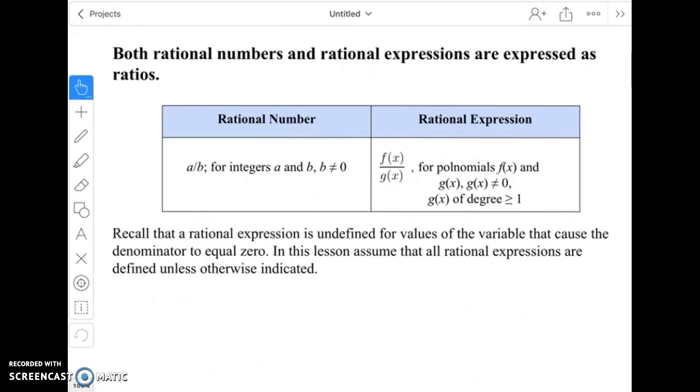Recall that a rational expression is undefined for values that cause the denominator to equal 0. In this lesson, assume that all rational expressions are defined unless otherwise indicated. So in this lesson, we will talk about a couple of those cases where we need to figure out what our undefined values would be.